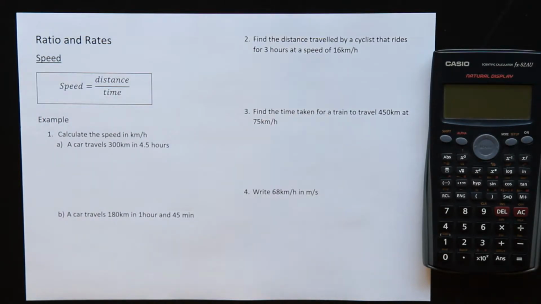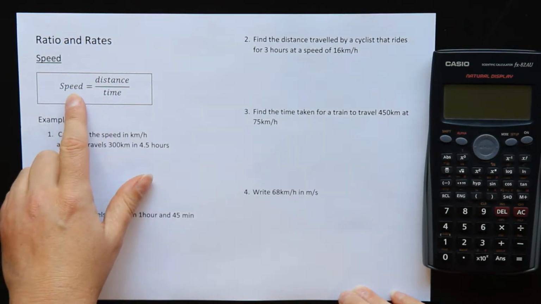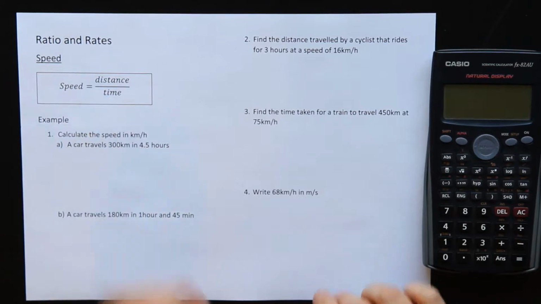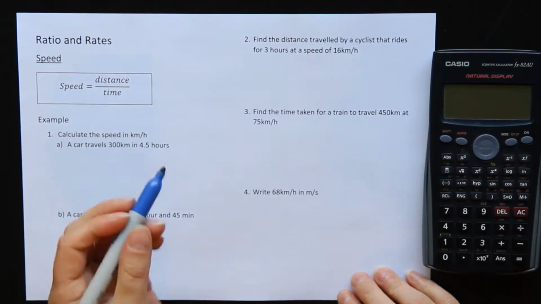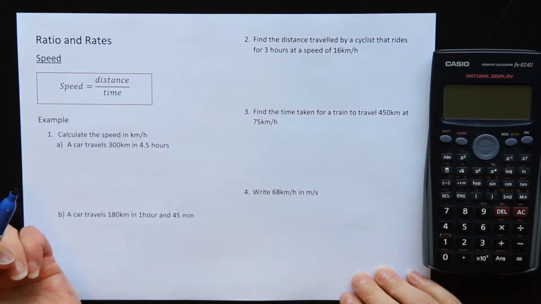We're doing ratio and rates, and in this lesson we're focusing on speed. Speed is a special type of rate, and to calculate speed we use this formula here. Speed is equal to distance over time. Now we are going to be doing questions in this section of work where we actually need to calculate either the distance or the time as well.